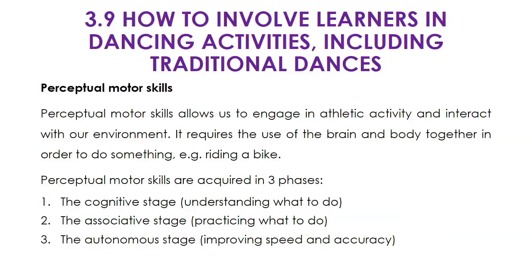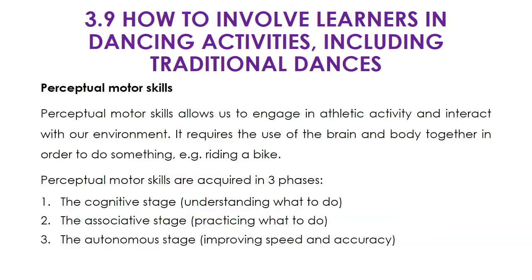You need direction. So your entire body, all your senses and your brain need to work together to keep you upright on a bike. And that's also, if you think about it, why it's such a difficult skill for a child to master, if you think of all these things that have to be in place in order for someone to ride a bike. Now, perceptual motor skills can be acquired in 3 phases. Number 1 is the cognitive stage. This is understanding what to do. Number 2, the associative stage. This is practicing what to do. And number 3 is the autonomous stage. This is improving speed and accuracy.